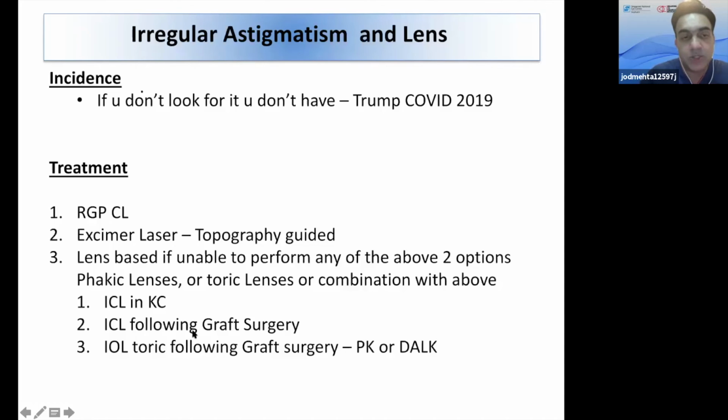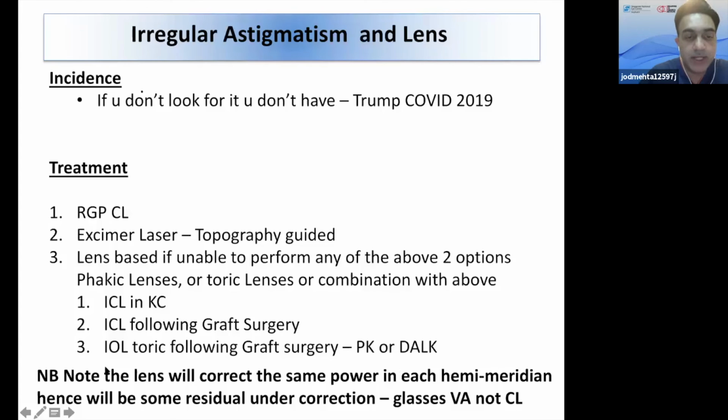And I'm going to show examples of trying to deal with these situations and these irregularities. Most of them were graft related or refractive surgery related or in primary ectasia. So we'll see how you'll handle lens-based surgery in keratoconics, lens-based surgery in graft surgery, and lens-based surgery in somebody who's had previous graft surgery but who's in a slightly older age group as well.